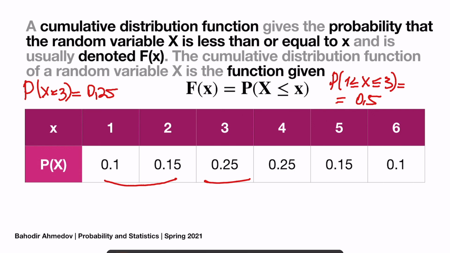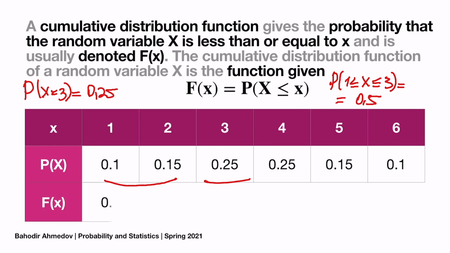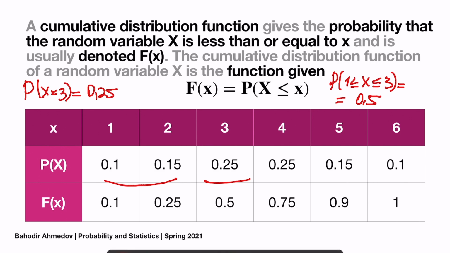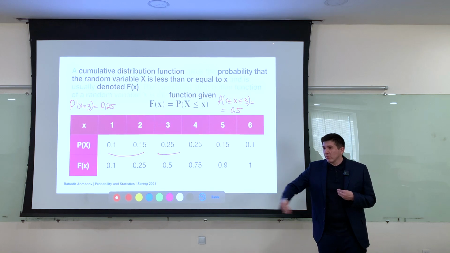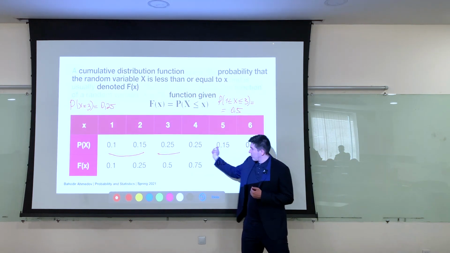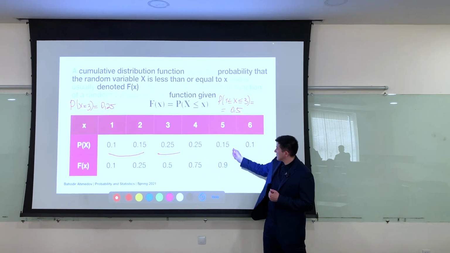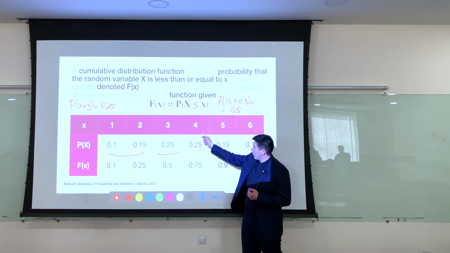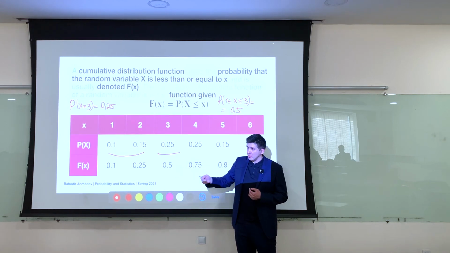So constructing this is not so difficult. We just need to sum all of the probabilities up to that certain point. F of 6, for example, is going to be equal to 1 because in this case, we're going to sum all of the values. Okay? So F of x is going to be equal to the sum of all of these values. F of 5 is the sum of all of these values. F of 4 is going to be equal to the sum of all of these values, and so on.